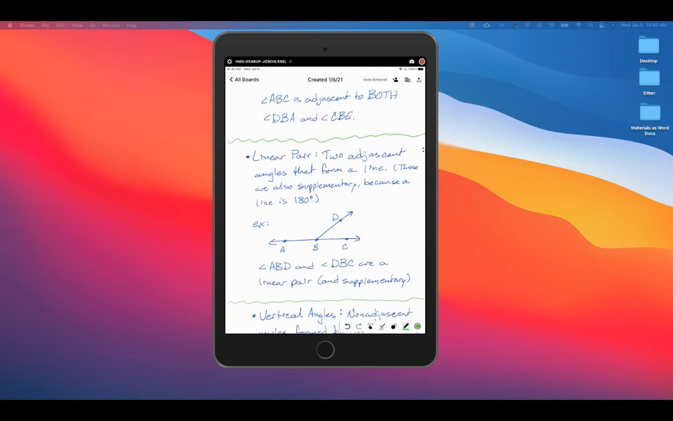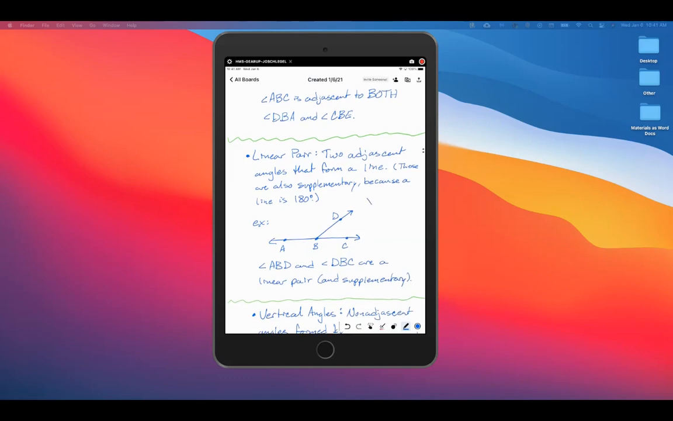Okay, next up for us is a linear pair. And so I'm going to actually add to this definition now that I have given it some thought as I've started talking through this. A linear pair is two adjacent angles that form a line. They are also supplementary because a line is 180 degrees. And so linear pairs are always going to be supplementary because they make a line, and a line is 180 degrees.